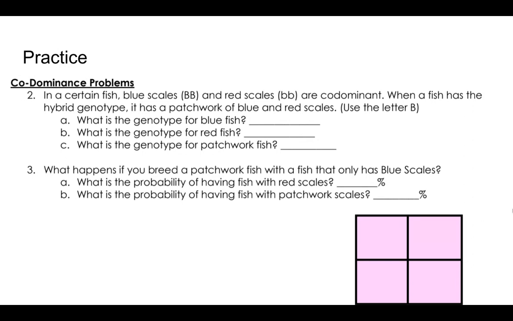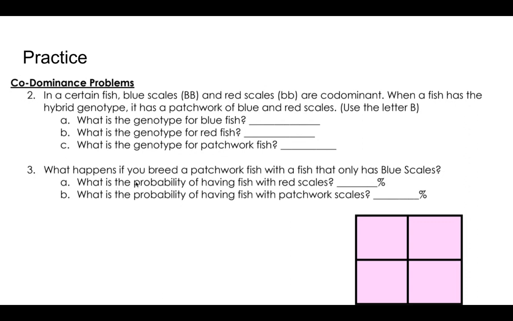Okay, so this is asking you to use the letter B, and this time it's asking you for the genotype. What is the genotype for a blue fish? What is the genotype for a red fish? What is the genotype for a patchwork fish? Because it asks us to use the letter B, you could add those right here. If you want to super test yourself, you can use the funny genotypes, the superscript ones that look like exponents.